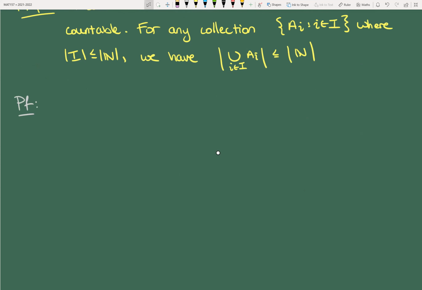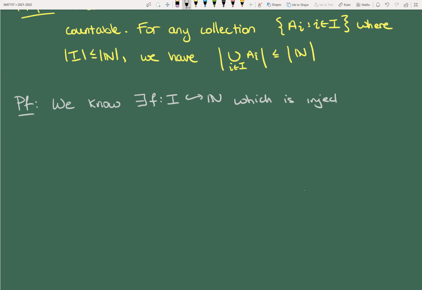All right, here's what we're going to do. So I is our indexing set, right? It's the thing which keeps track of which set I'm working on, which of the A sub i's I'm working on, and we're told that that's countable. So we know that there exists a function f from I into the naturals, which is injective.